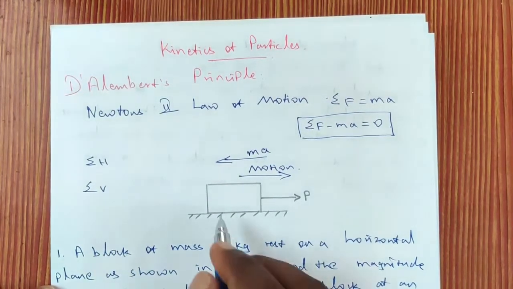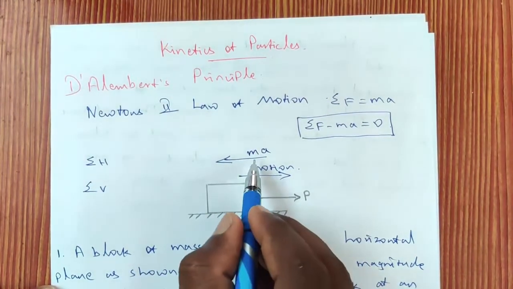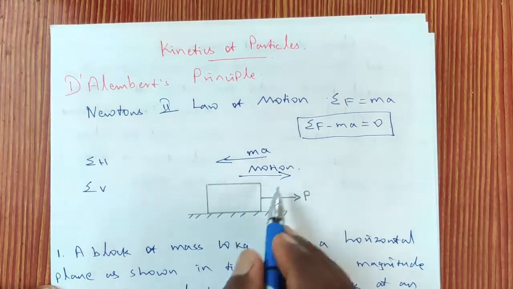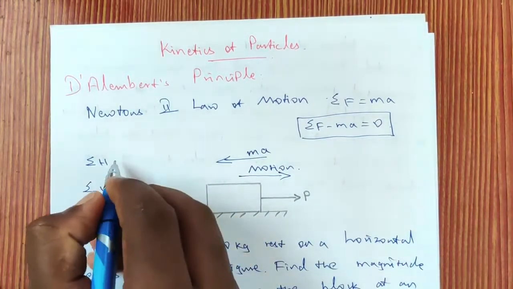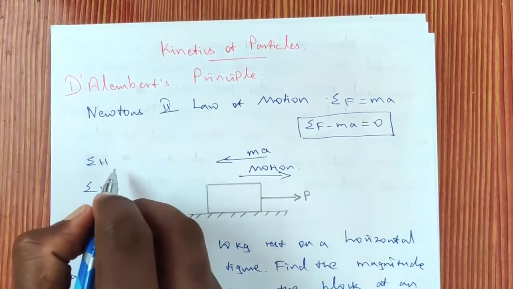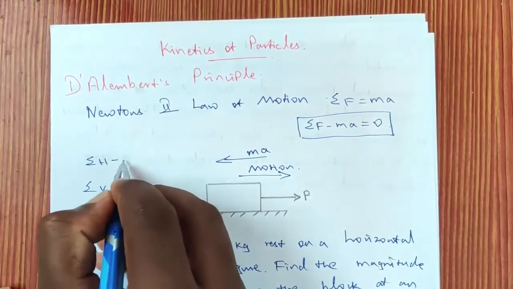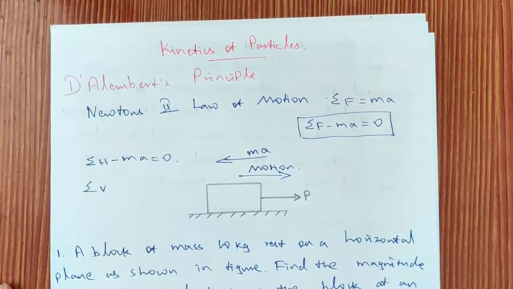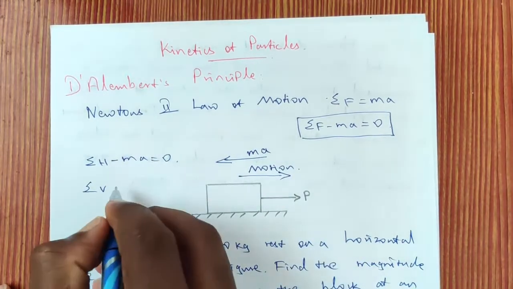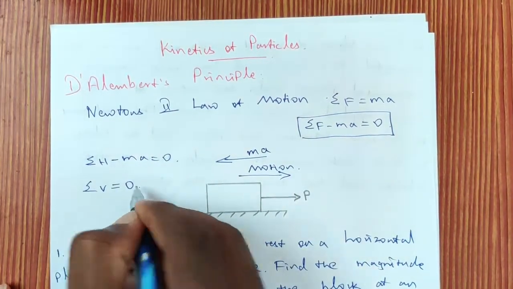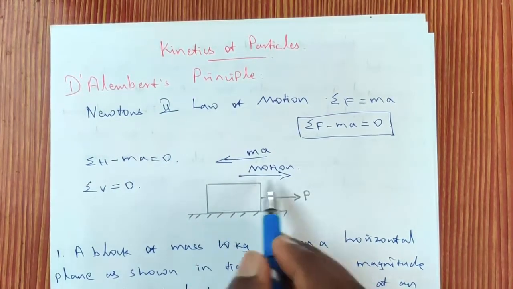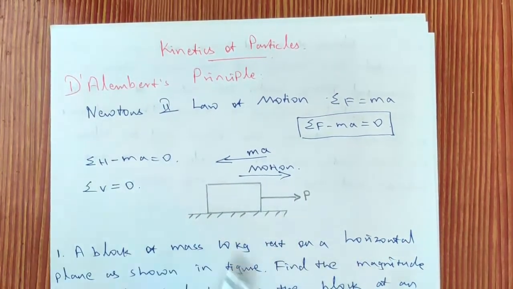When we write the summation of horizontal forces, we have to consider the inertial force also. For example, the body is moving in the horizontal direction. So when we write the summation of horizontal forces, it is summation of H minus ma is equal to 0. And the body is under static equilibrium in the vertical direction, so there is no inertial force in the vertical direction. Okay, so this is how we have to bring a dynamic body into an equilibrium state.